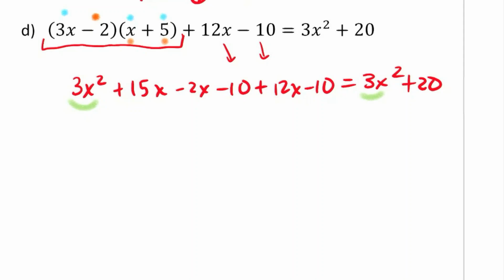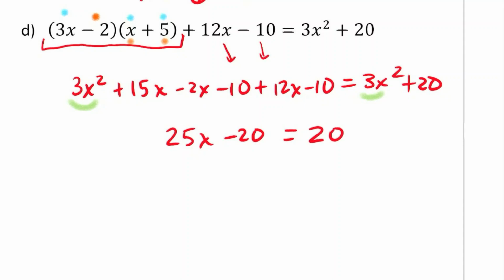If I collect my like terms on the left-hand side, I've got 15x and 12x, which is 27x. And then from that, I'm going to take away 2x. So I believe when I combine those like terms, I get exactly 25x. And then I've got a negative 10 and another negative 10, which makes a negative 20. And on the other side, it equals 20.